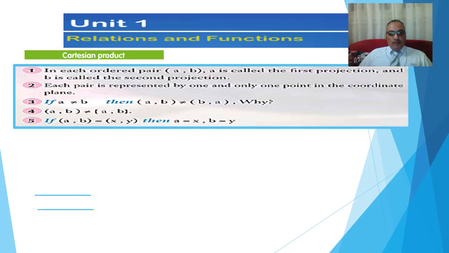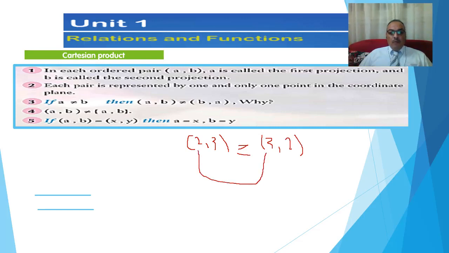We can learn together: is the ordered pair 2 and 3 equal to the ordered pair 3 and 2? No. Why? The first component 2 is not equal to the first component 3. So the ordered pair 2 and 3 is not equal to 3 and 2. I mean A not equal B and B not equal A.